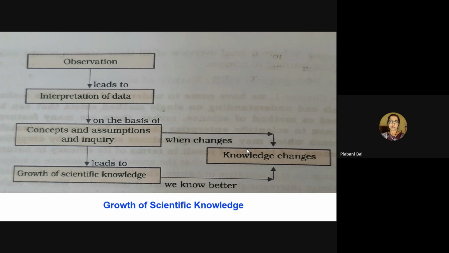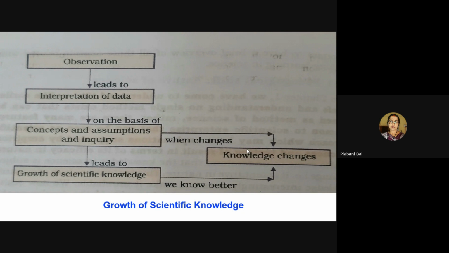So when they interpret the data, they interpret it on the basis of concepts, assumptions and inquiry. And when they do this, it leads to growth of scientific knowledge. But when these assumptions change, then knowledge changes. This is the fact about science, how scientific knowledge grows. It represents the growth of scientific knowledge.